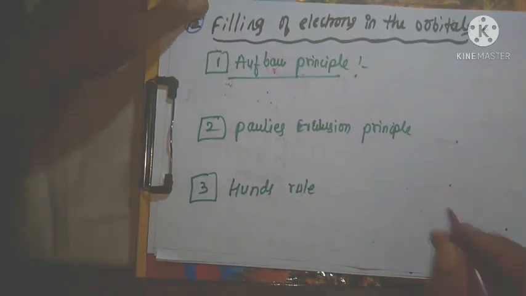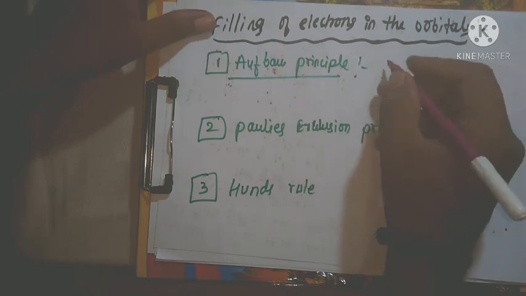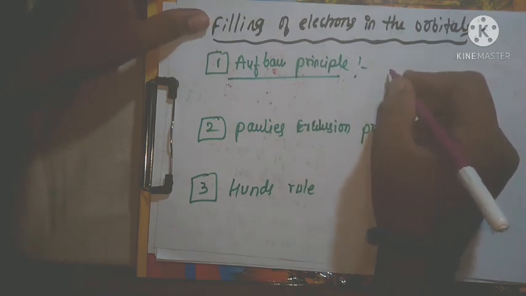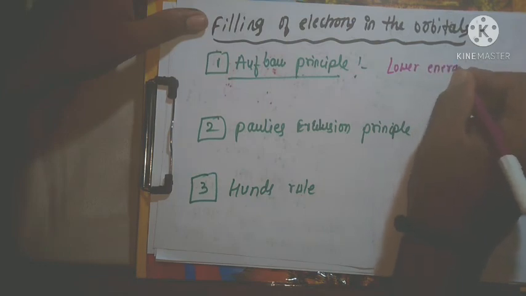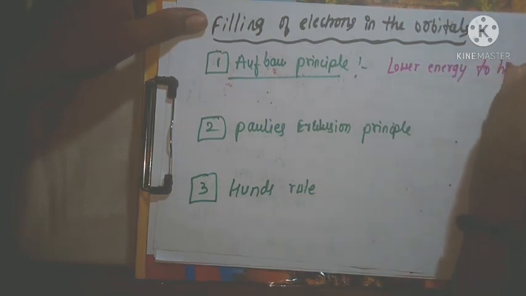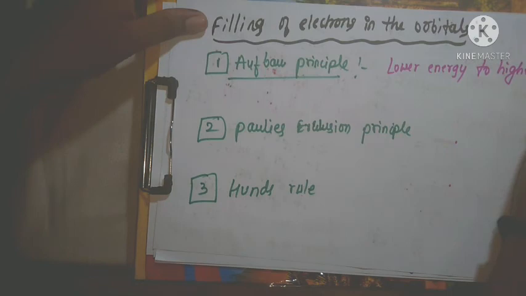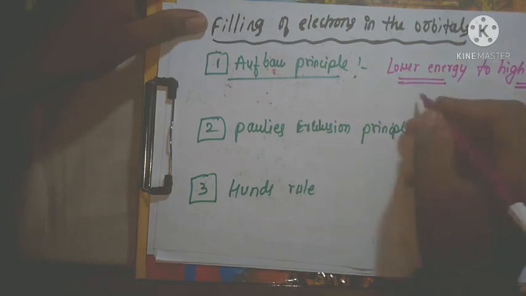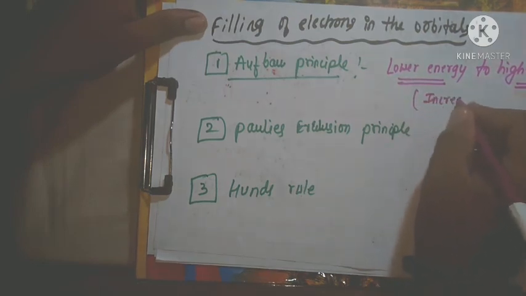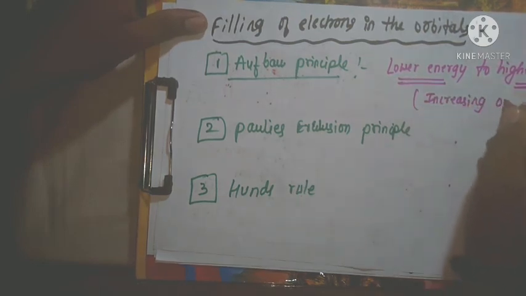What does the Aufbau principle say? In the ground state, the orbitals are filled from lower energy orbitals to higher energy orbitals. Means first lower energy orbitals are filled, next higher energy orbitals are filled. That is, we have to follow the increasing order of energy.